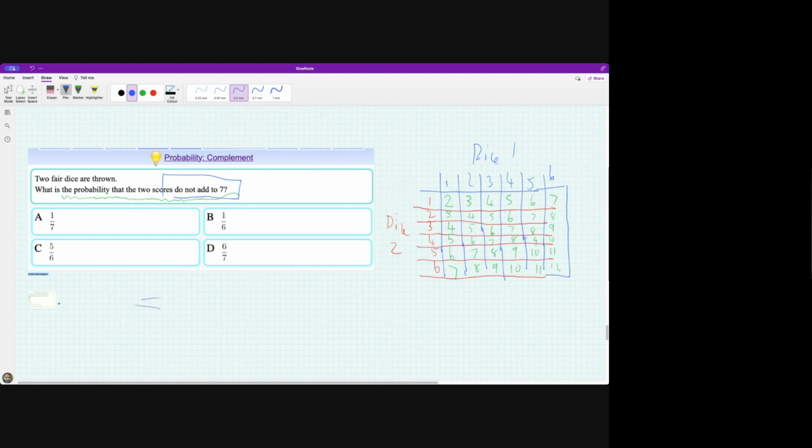I still need to work out my probability. And I want you to commit. So what's the probability that the scores do not add to 7? How many different sums? Well, I would say that there's probably 36 because there's 6 times 6. How many of those do not add up to 7?